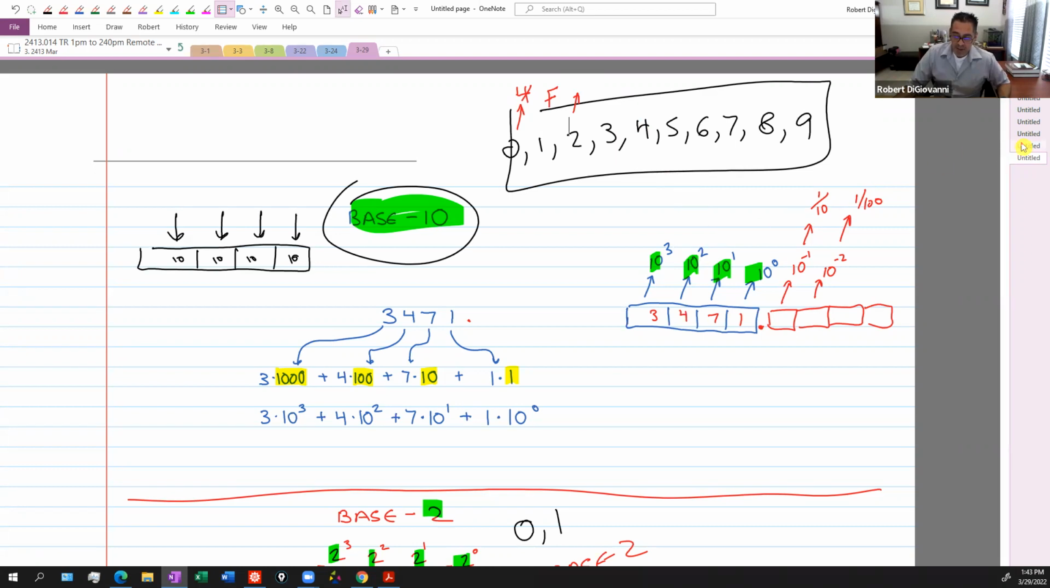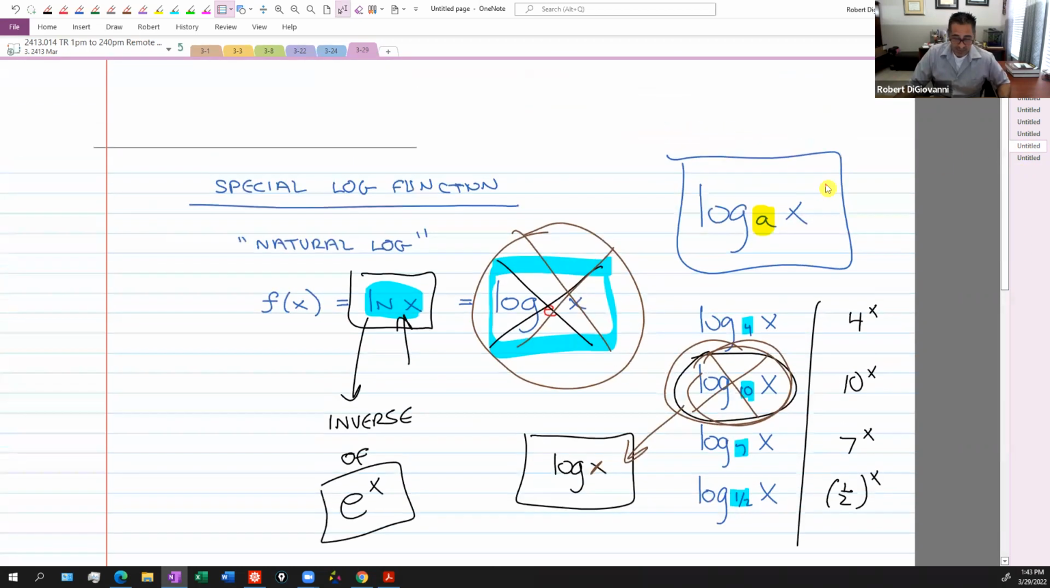My point was that in our thought of logs and exponential functions, the bases can be anything. When the base is e, things are very special. When the base is 10, things are special, because our number system is base 10.